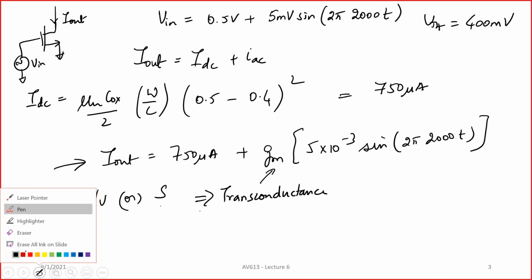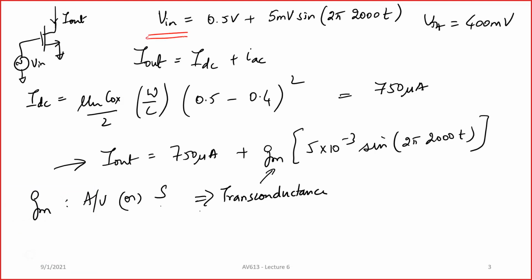Like how I have shown here, the V in has a DC component and an AC component. The I out has a DC component as well as an AC component. Even the output voltage, everything will have a DC component and an AC component. So don't mix up the two. Don't take a small signal equation and a small signal parameter and use it for your large signal DC calculations.